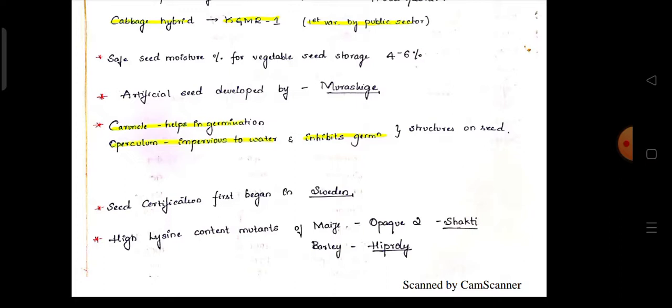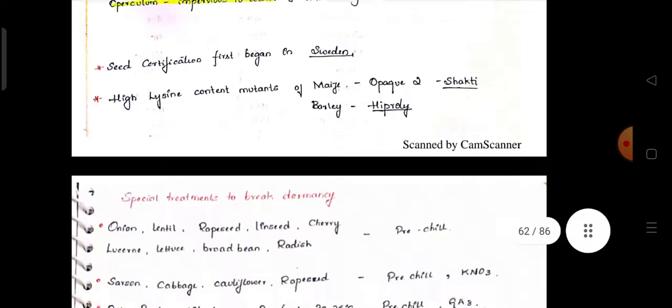High lysine content mutants of maize are Opaque-2 and different series of opaque, then Shakti, and in barley, Hiproly.